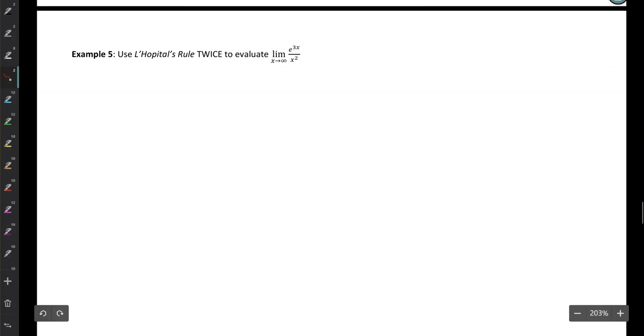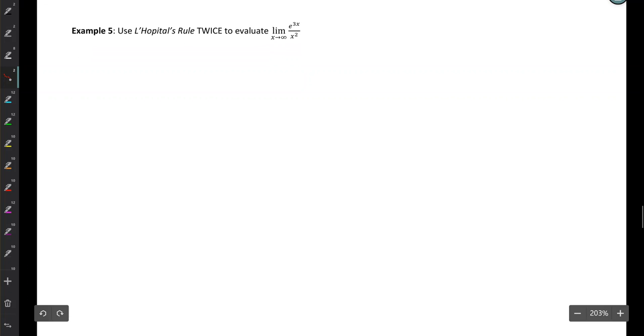In this video, we're going to do example 5, and we're going to be using L'Hopital's rule twice to evaluate this limit. Because we're going to use it twice, I'm going to set up my scratch work to run vertically over here.